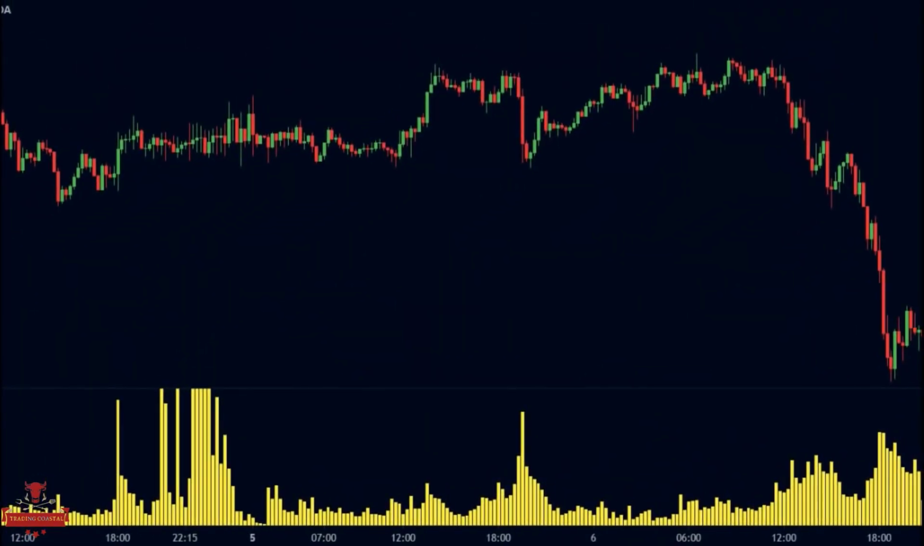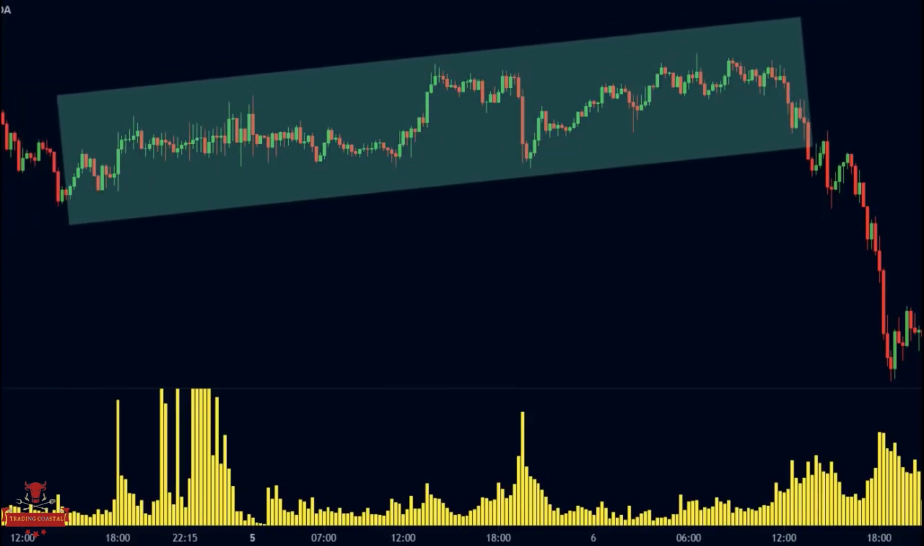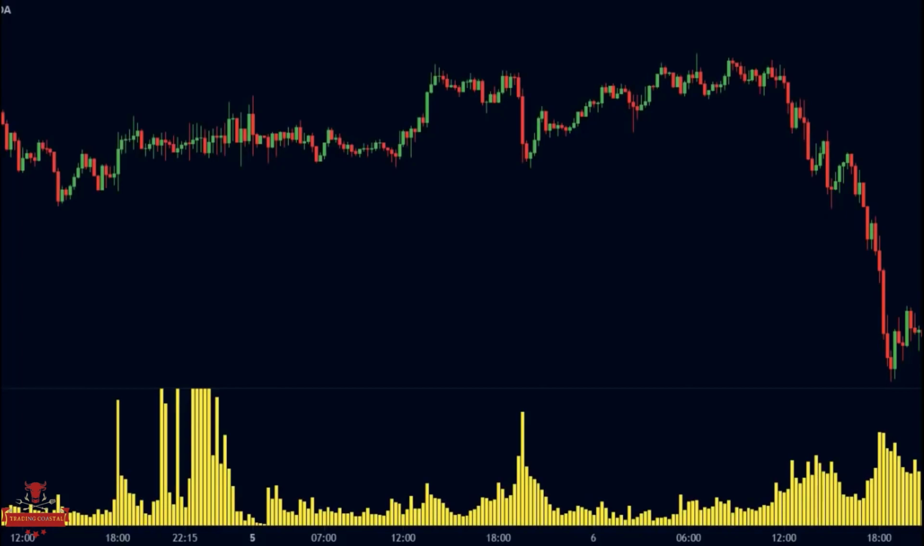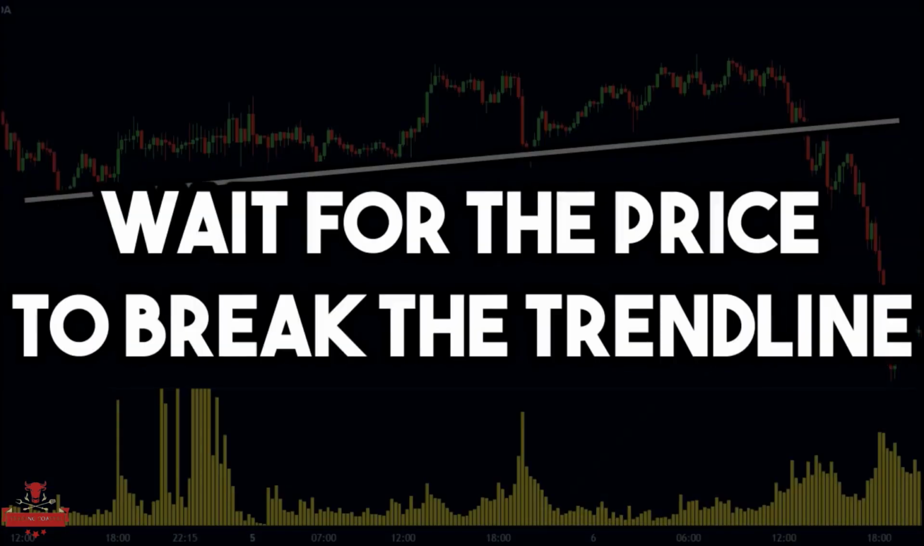Let us now look at a sell trade. Here we have the GBP-USD pair on a 15-minute chart. As we can see, the price has been making higher highs and higher lows. Rather than a trend, the price movement looks like a range that is slightly sloped upwards. But anyways, we create a trend line by connecting the lows. And now, we will wait for the price to break below the trend line.